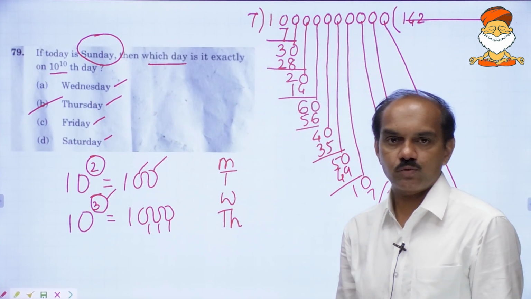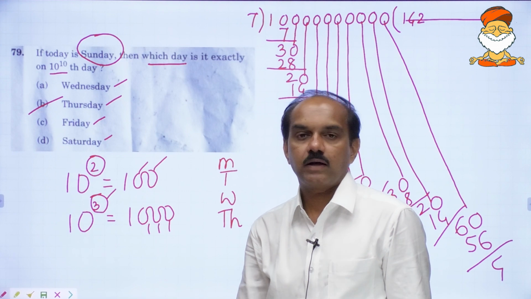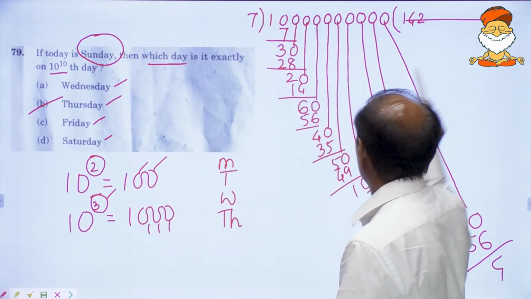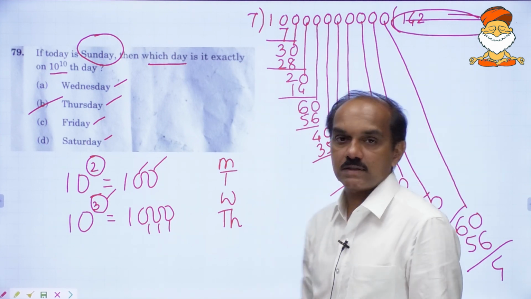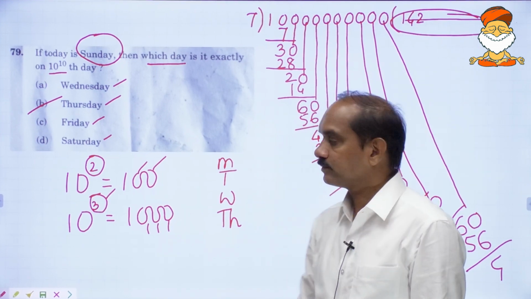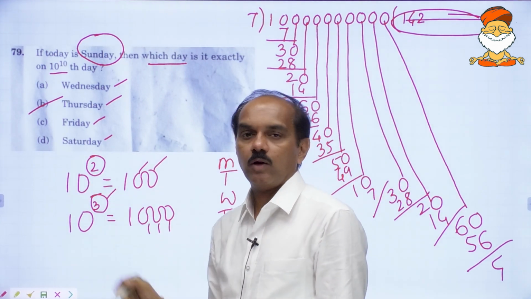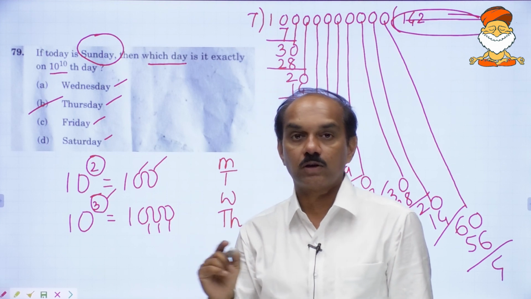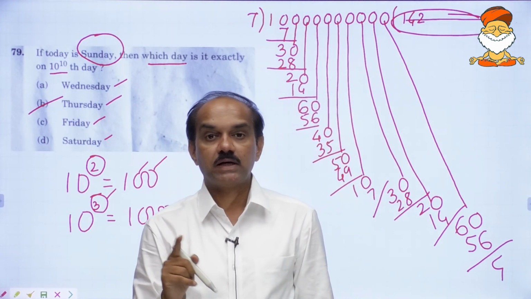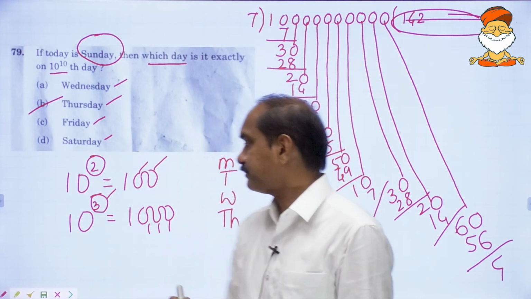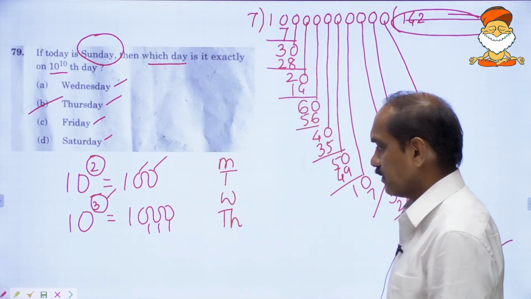The total number of days to be jumped should be divided by 7. Depending on the remainder, you will have to decide the final answer. We are least bothered about the quotient. And what else is important here? 10 to the power: that power will decide the number of zeros in front of 1. So this is everything about this problem.